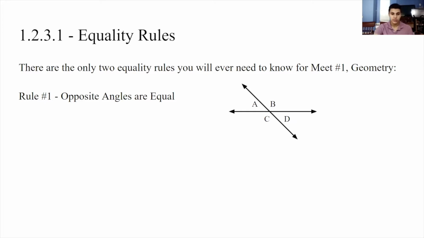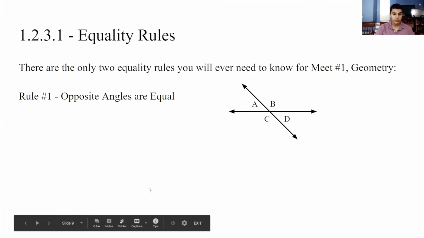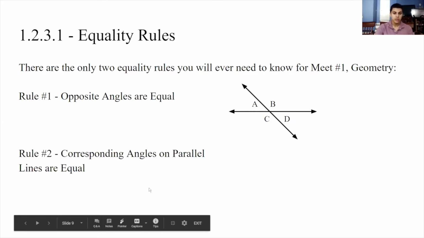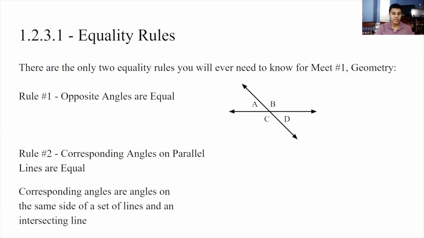And then the second rule that you need to know is that corresponding angles on parallel lines are equal. So corresponding angles are defined as angles on the same side of a set of lines and an intersecting line. Corresponding angles form on three lines: two lines that are almost parallel or can be parallel to each other, and then a third intersecting line. But the corresponding angles will only be equal if the two lines are parallel to each other.